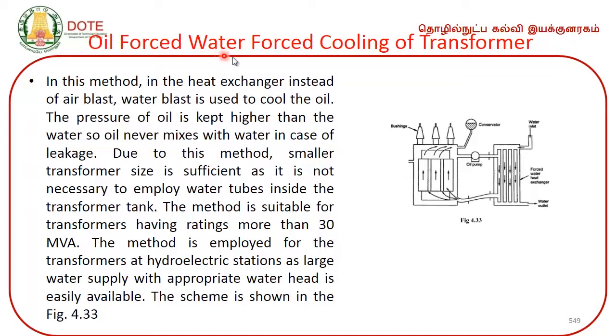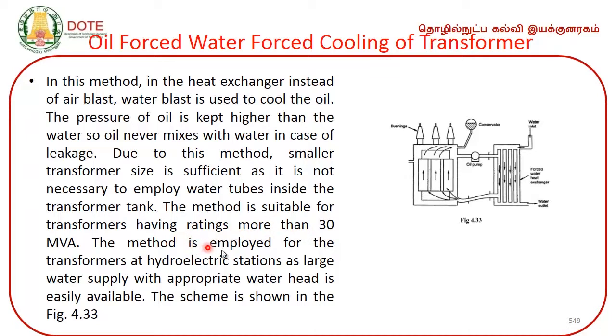Then comes oil forced water forced cooling of transformer. In this method, in the heat exchanger, instead of air blast, water blast is used to cool the oil. The pressure of oil is kept higher than the water, so oil never mixes with water in case of a leakage. Due to this method, smaller transformer size is sufficient, as it is not necessary to employ water tubes inside the transformer tank. The method is suitable for transformers having ratings more than 30 MVA.